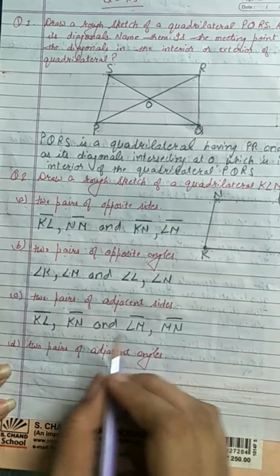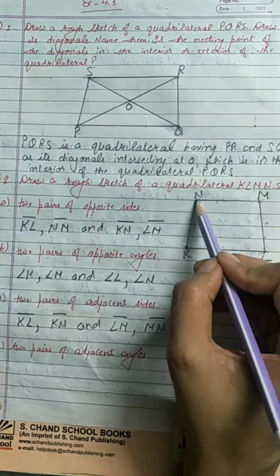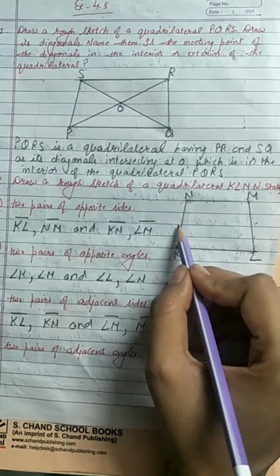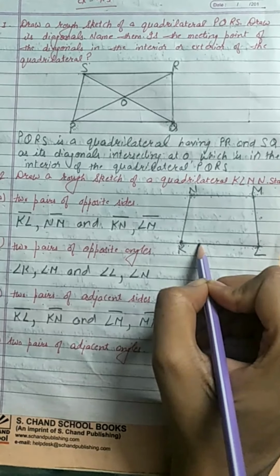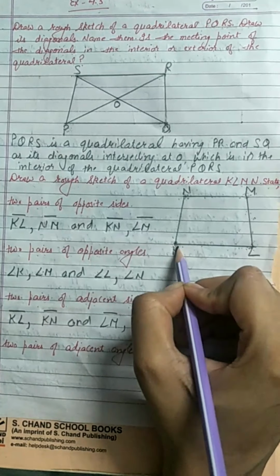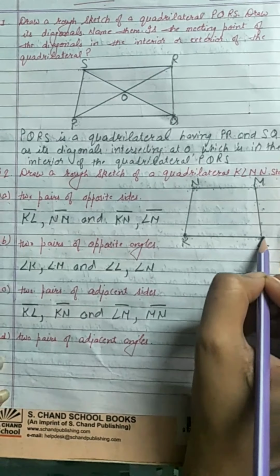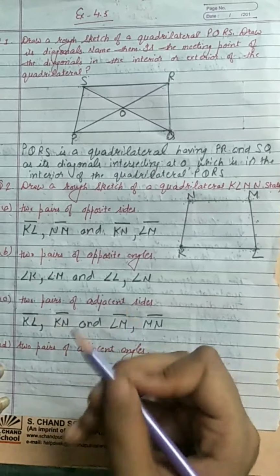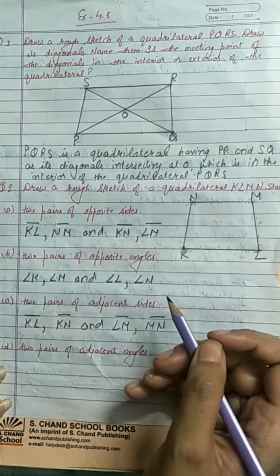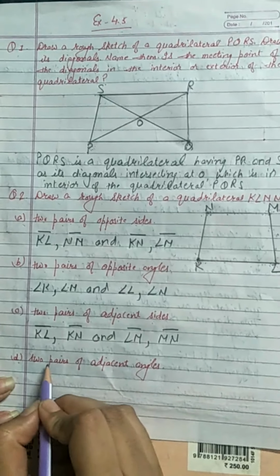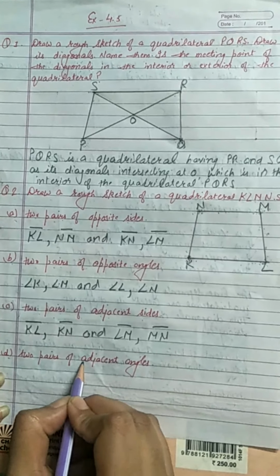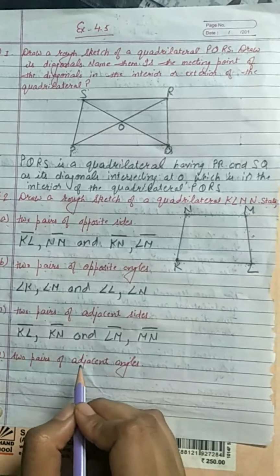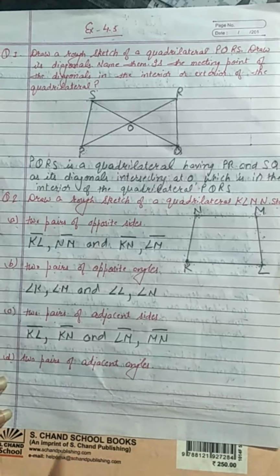Okay. Similarly, you can write like this also. NK, KL. These are also adjacent sides because K is the common vertex. You can write KL, LM. In this way, you can write pairs of adjacent sides. Now, next D part, two pairs of adjacent angles. Two angles are adjacent when they have a common side.